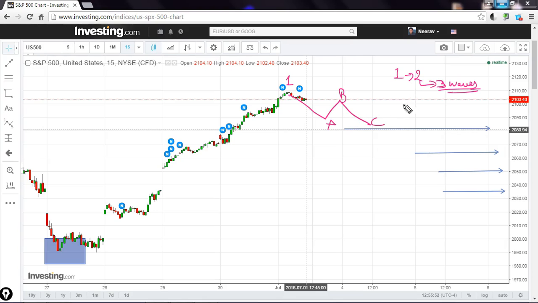Now once again, if I were to repeat, then it could be either a zigzag or a flat basically, and a zigzag looks something like this and a flat looks something like this. So it could be either of these, and in the case of a zigzag, it was 5 waves, 3 waves and then 5 waves, and in the case of a flat, it was 3 waves, 3 waves and then 5 waves.